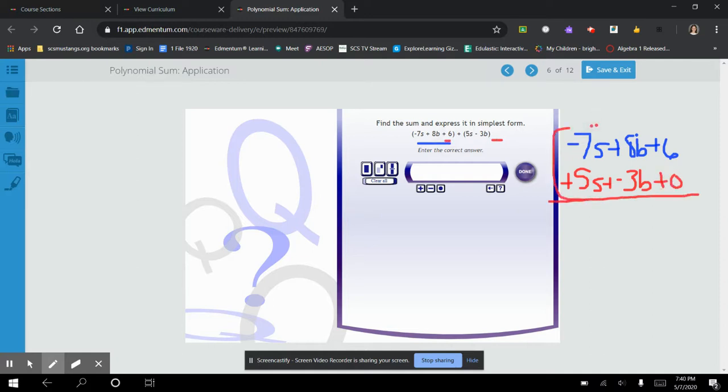So negative 7s plus 5s is going to be a negative 2s. And then 8 plus a negative 3 is going to give me a positive 5b. And then 6 plus 0 is going to give us a plus 6. So our answer for this one is negative 2s plus 5b plus 6.